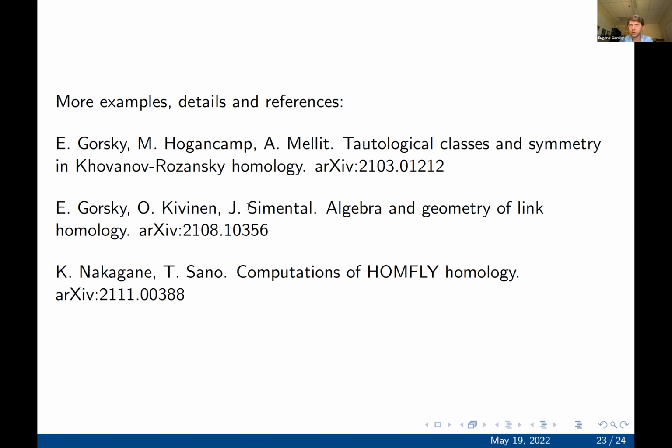And if you don't care about algebraic geometry, but you want to see actual computations, there is this paper of Nakagami and Sana, where they actually compute HOMFLY homology, and they have a link to the data set on some of their web pages. So all this is publicly available, and you can just go ahead and look at what is the homology of your favorite knot from the knot table.